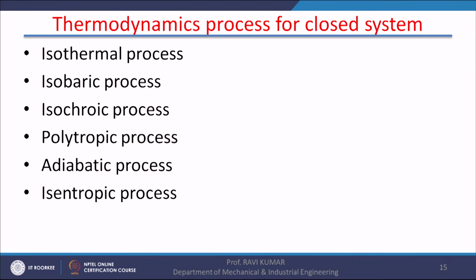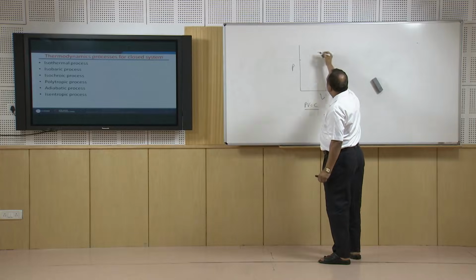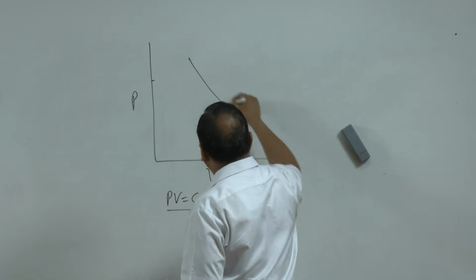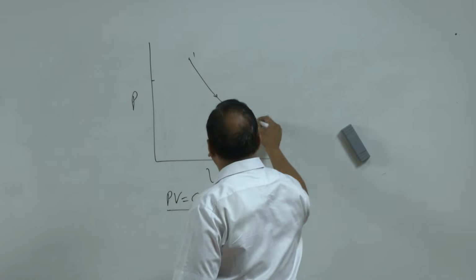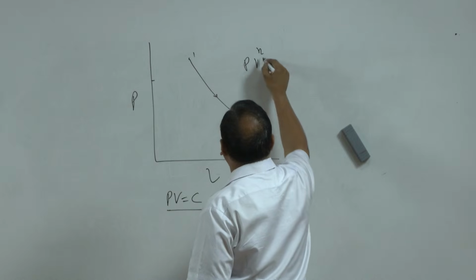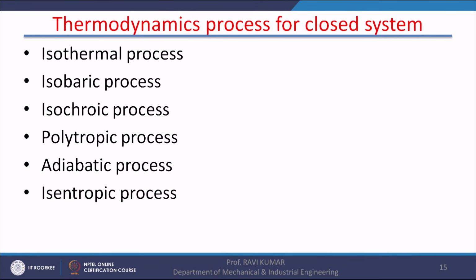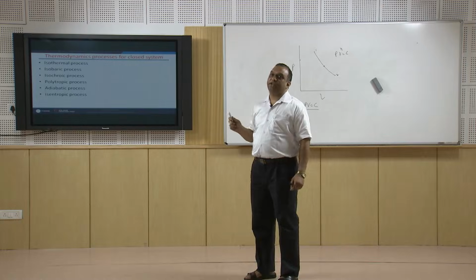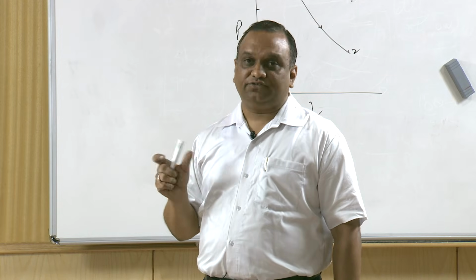Now the next process is the polytropic process, because these processes we will frequently come across when we work on refrigeration and air conditioning. So state 1 to state 2. The polytropic process follows the law PV raised to power n is equal to constant. Now adiabatic process and isentropic process are also types of polytropic process, but adiabatic process is a special type of polytropic process where there is no heat transfer across the system boundary.